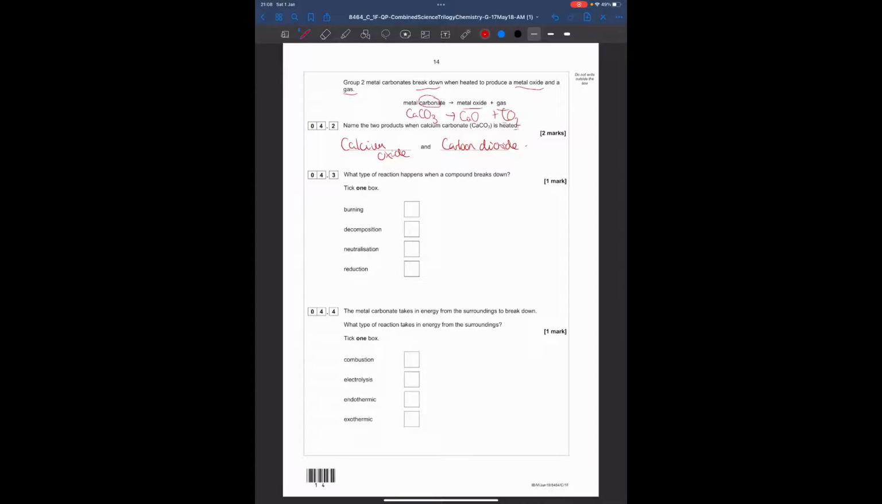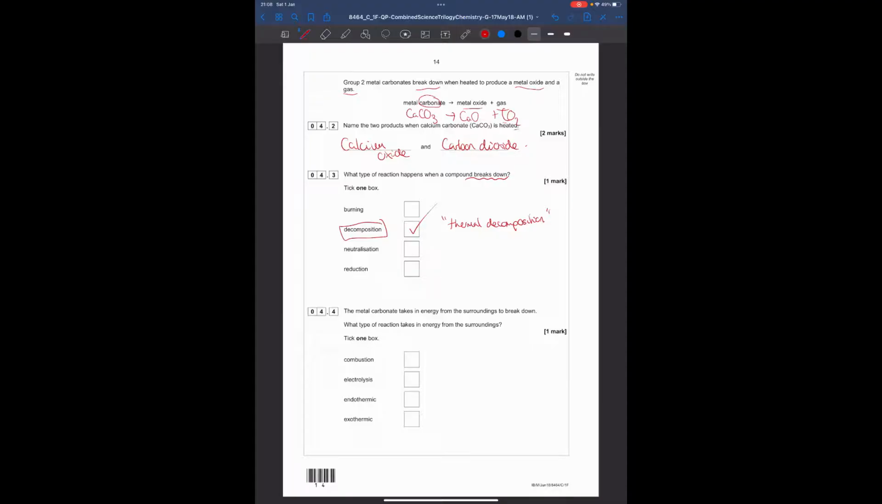What type of reaction happens when a compound breaks down? Burning, decomposition, neutralization, or reduction. If you are breaking something down, you are decomposing, or it's a decomposition reaction, sometimes called a thermal decomposition reaction, which means you're breaking down using heat.